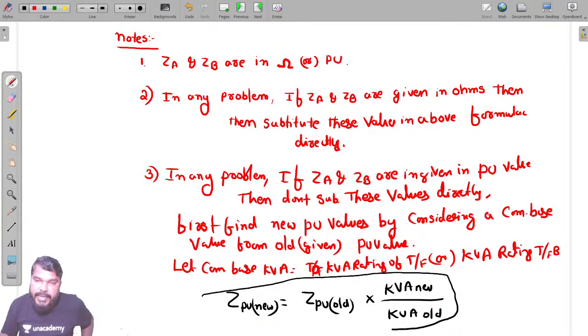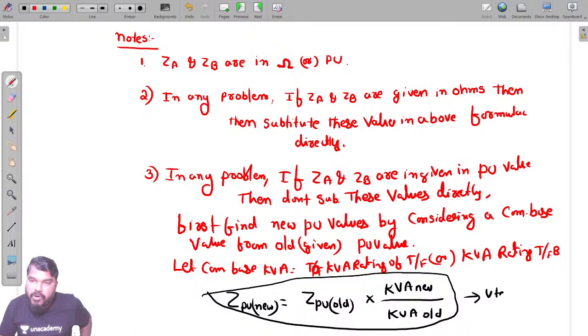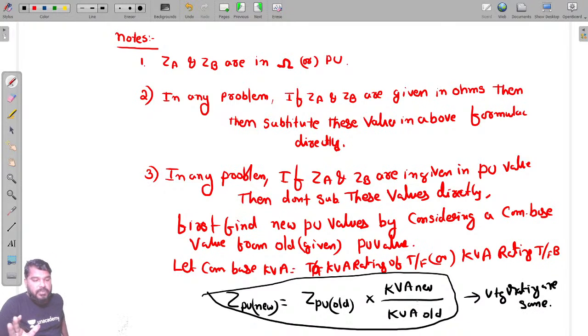Why have we taken only kVA? Because the voltage ratings remain the same. Voltage ratings are the same. That's why we have to take only kVA with respect to the K. So these are very useful for problem solving.